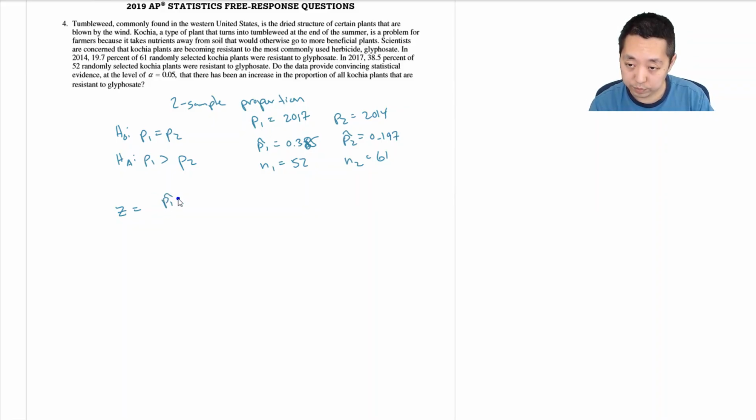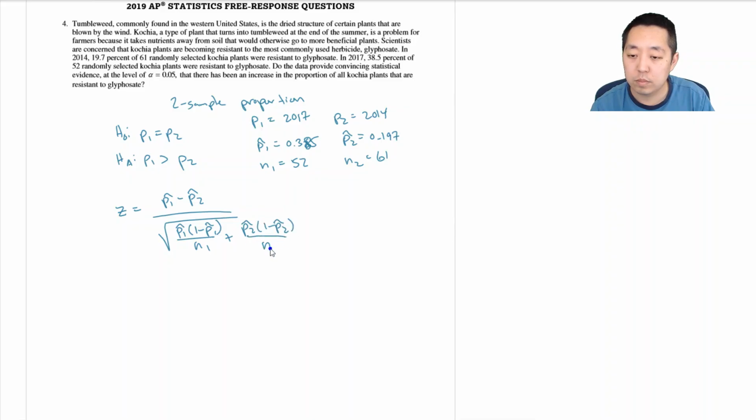So we do P1 hat minus P2 hat over the standard error. And the standard error for two proportions is, oh no, it's not P1 hat, it's P1 without the hat. Oh, actually, it is P1 hat, because I don't have the population. If you calculate this Z statistic, I did use my calculator on this before, I got 2.22 when I plug all these numbers in. Then you can use a Z table, but I'll show you the calculator process.